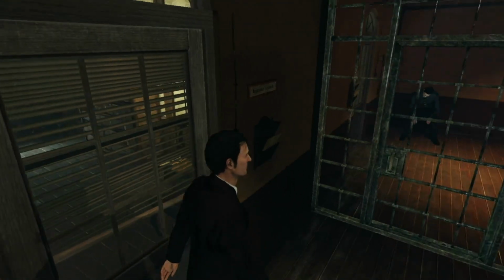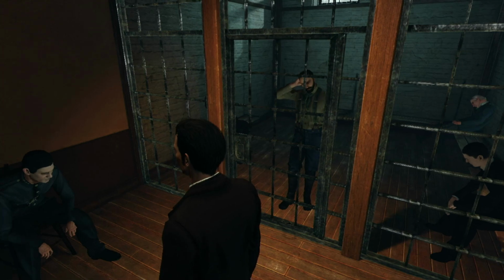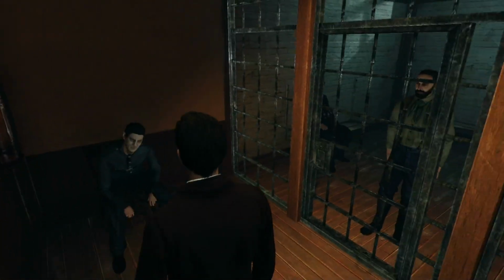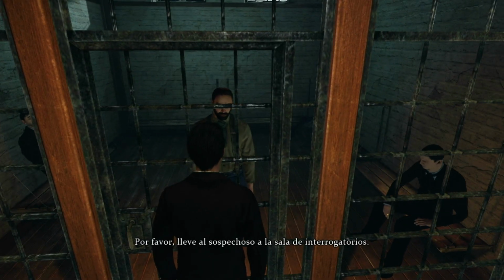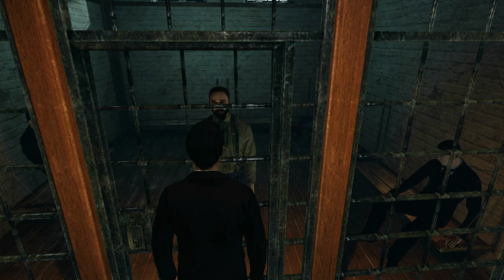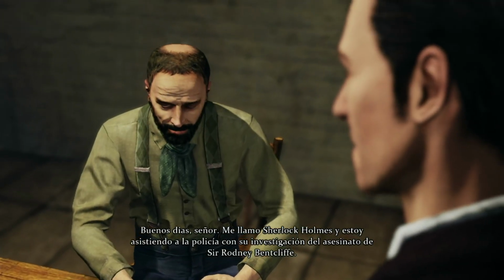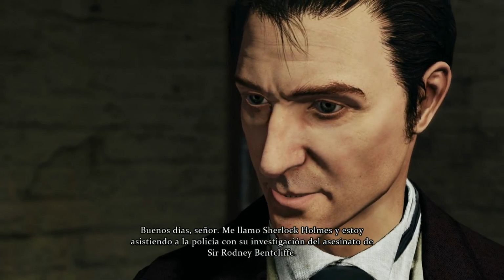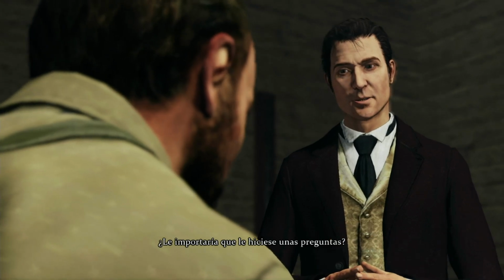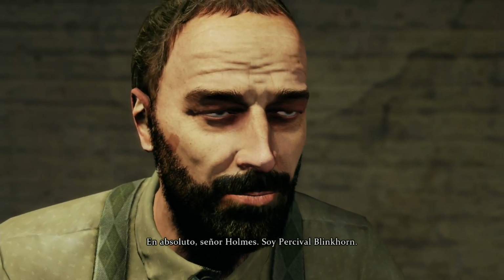Locked. Please escort this suspect for interrogation. Good day to you, sir. My name is Sherlock Holmes, and I am assisting the police with their investigation of the murder of Sir Rodney Bentcliffe. Would you mind if I asked you a few questions? Not at all, Mr. Holmes. My name is Percival Blinkhorn.